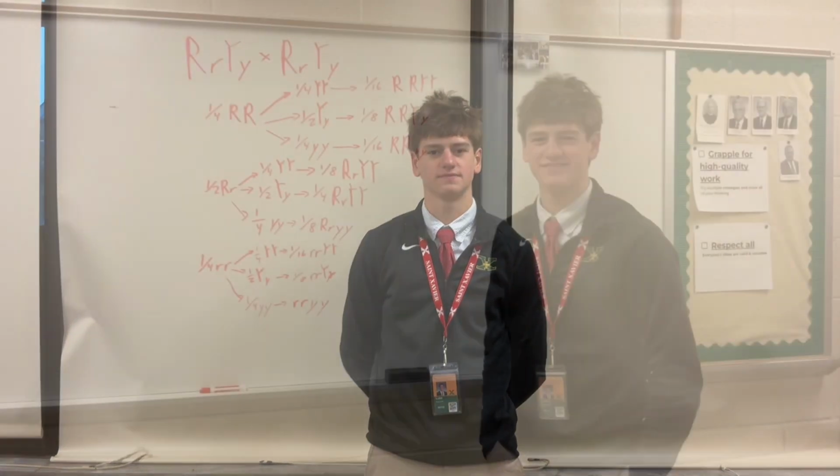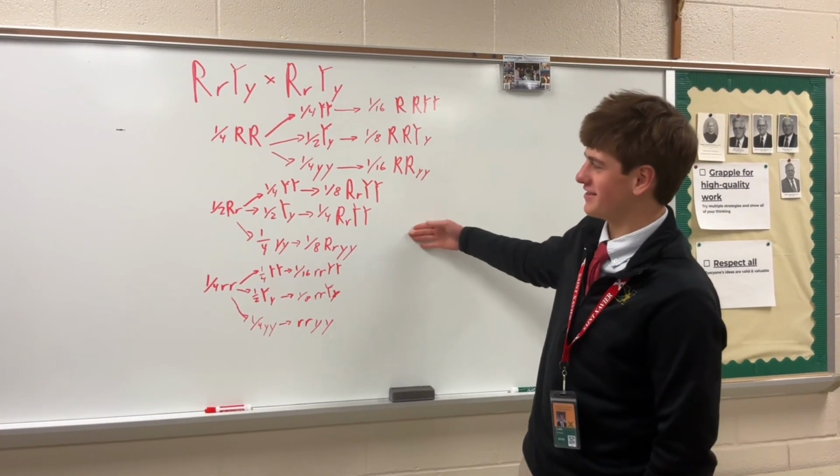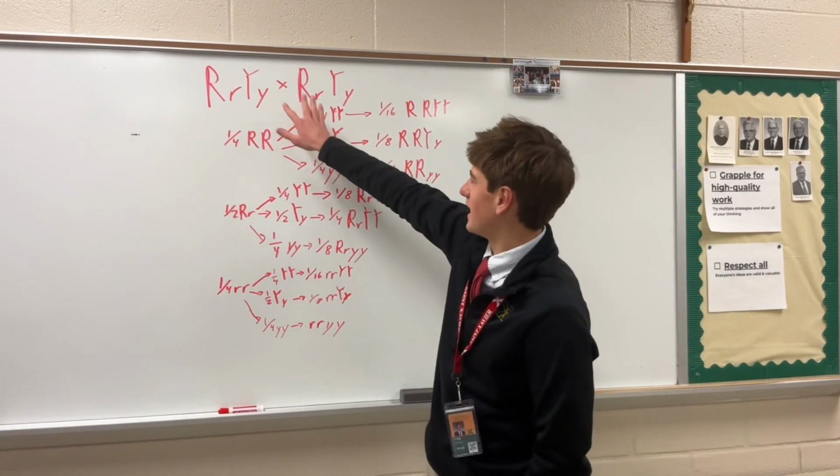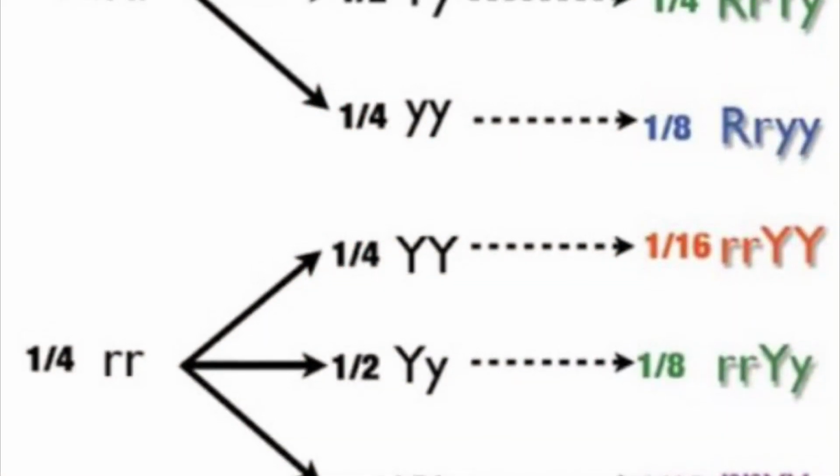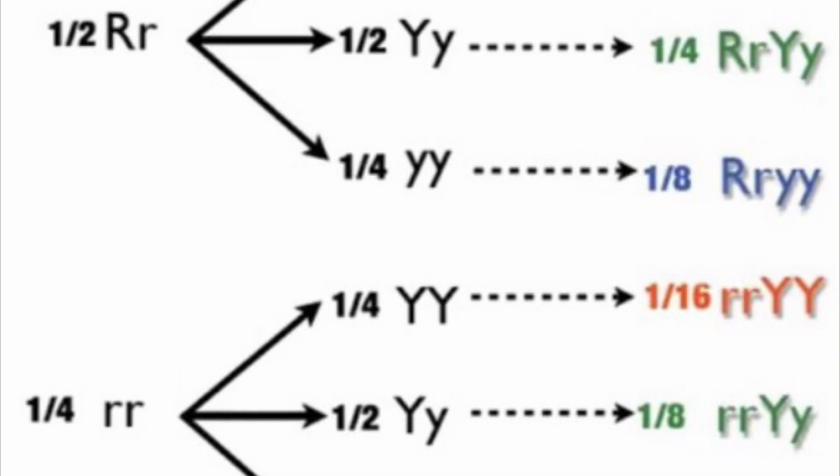By using the forked line method, it organizes probabilities using branch diagrams. This is best used for analyzing multiple traits. Here's an example of the forked line method. As you can see, when you're combining 4 genes, it can get very confusing.